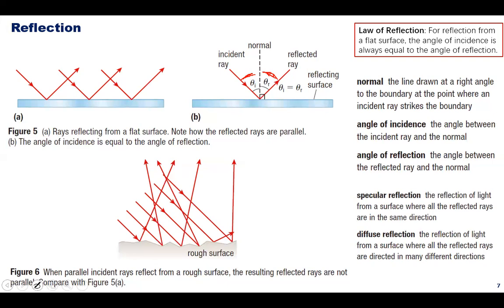So basically, specular reflection is the reflection of light from a surface where all the reflected rays are in the same direction, whereas diffuse reflection means the reflection of light from a surface where all the reflected rays are directed in many different directions.